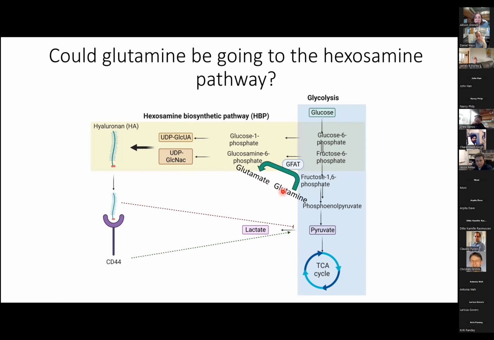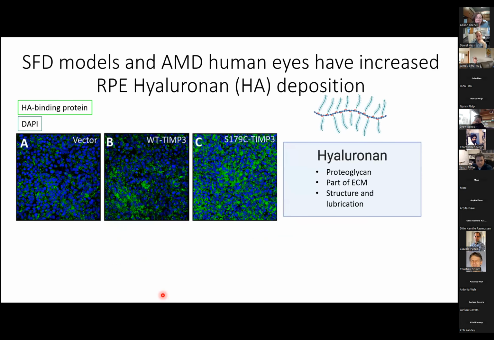And we did find in our SFD model that there is an increase in hyaluronan deposition in our mutant TIMP3. These were from our ARPE19 cells. So that is something I'm also wondering: could this possibly be using the glucose and the glutamine in order to generate hyaluronan? And hopefully I'm going to test that as soon as my hyaluronan ELISA kit comes in.